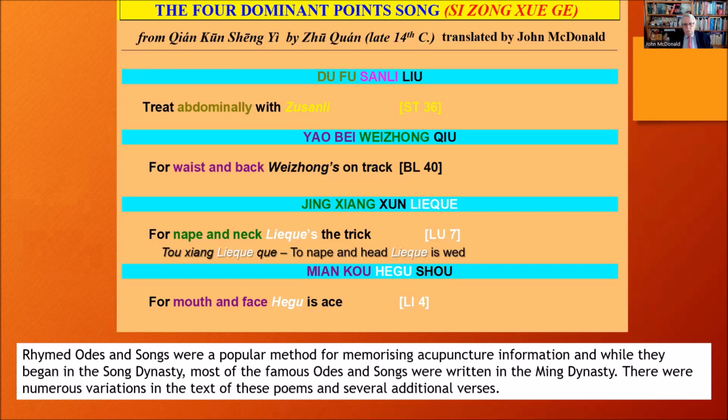Rhymed odes and songs were a popular method for memorizing acupuncture information, and while they began in the Song dynasty, most of the famous odes and songs were written in the Ming dynasty. There were numerous variations in the texts of these poems and several additional verses.